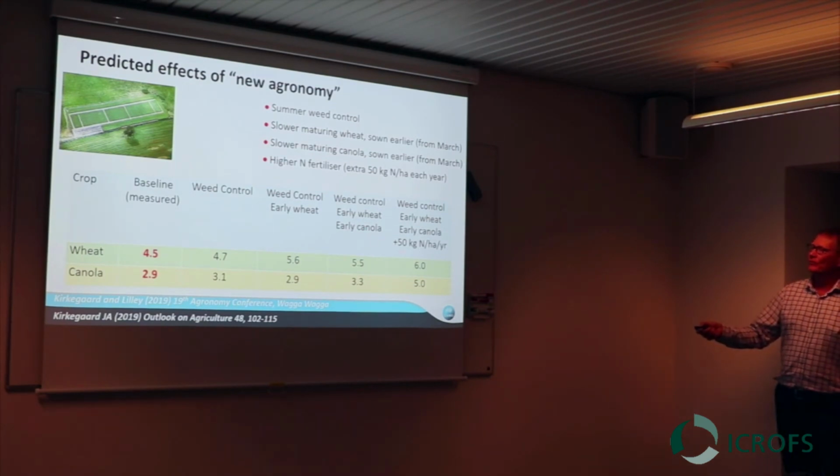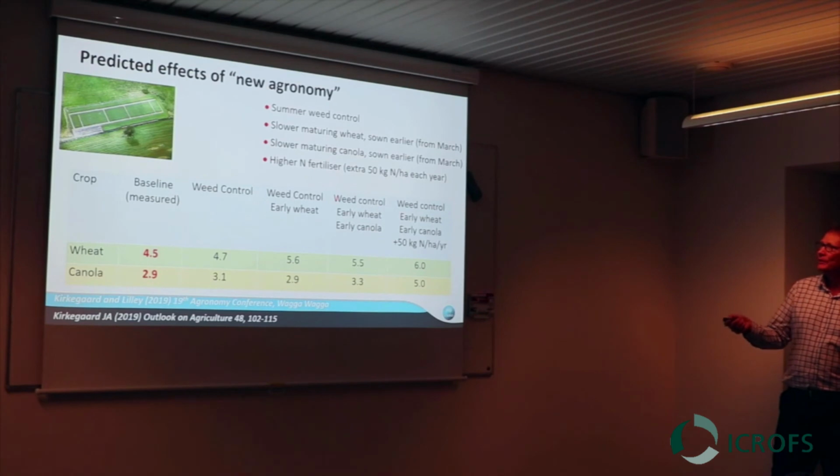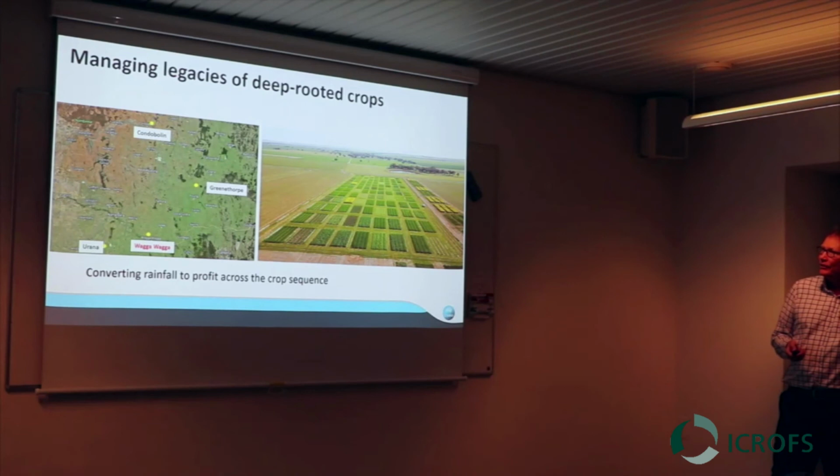But clearly, nitrogen had become a huge limitation in this system, because if I added an extra 50 kilograms of nitrogen every year, I took the yield to 6 tonnes for wheat and 5 tonnes for canola. So clearly in this system, the canola was getting highly nitrogen deficient. And so this shows with a validated model that in this environment, which is relatively wet, adopting this system doesn't create legacies that make it not worth it. It's still worth adopting this system. But of course, if you move further west into drier areas, that's possibly not likely to be the case.